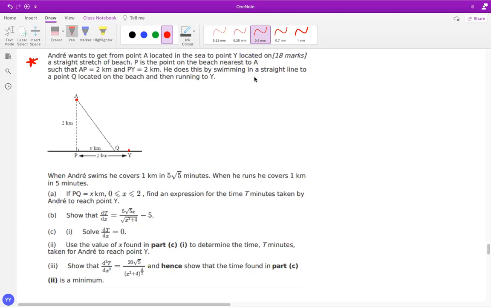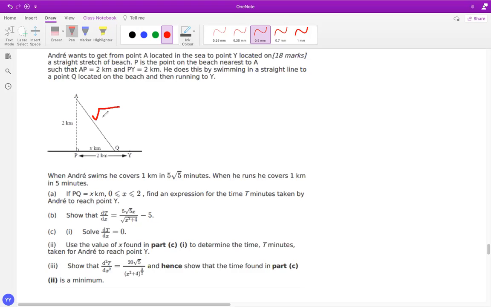So he does this by swimming to a point Q. He could have gone straight away swimming to this point, let's say this way, and then traveled this distance by walking or running. So what happened is that here we take an optimum route. He takes some distance by swimming, that is this distance, and then the rest of the distance by walking. So our first task is to find the expression for the time taken for Andre to reach point Y. So we get the expression for time first.